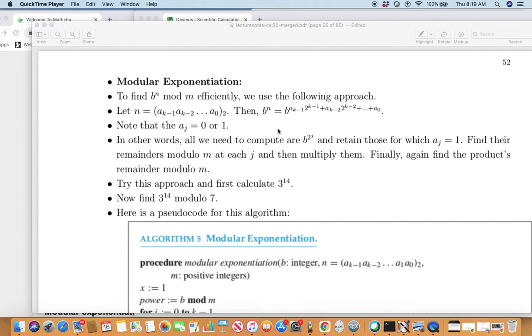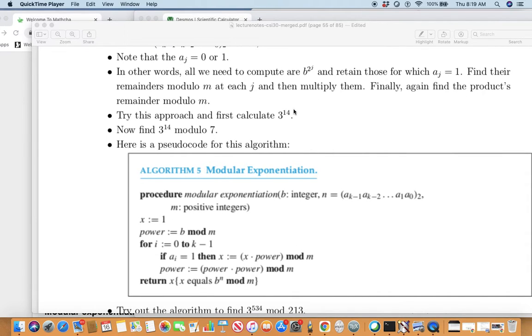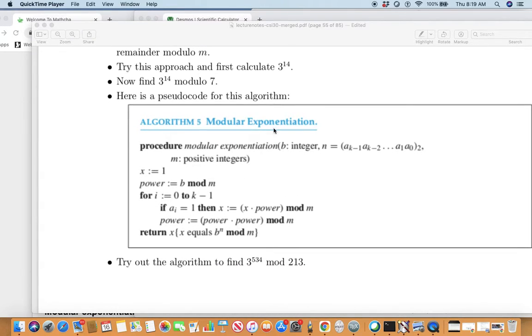So you're essentially calculating b to the 2 to the j whenever a_j is 1. Whenever a_j is 0, that doesn't show up in your description. So now you're going to calculate the 2 to the jth power of b and find its remainder modulo m, and then multiply them. Again, find the product's remainder modulo m. So let's first calculate 3 to the 14 and then calculate 3 to the 14 modulo 7.